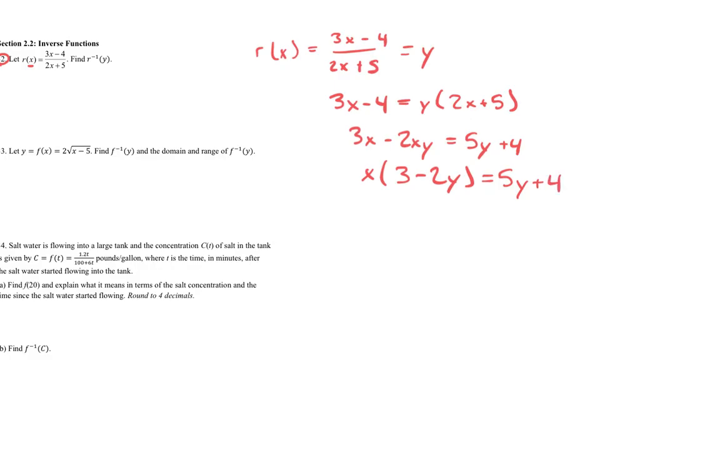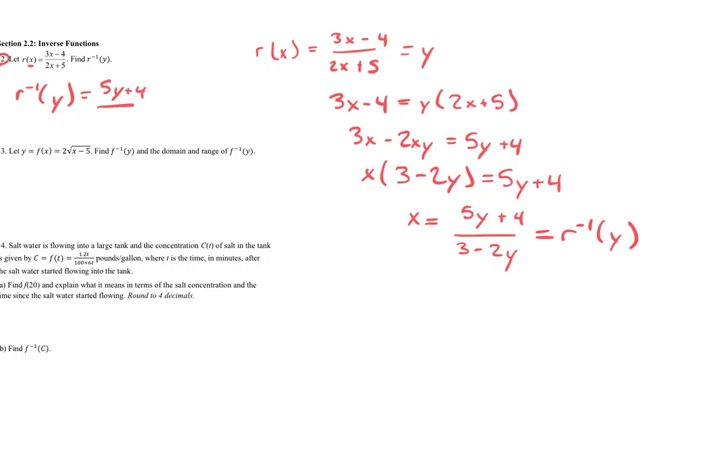And then divide both sides by 3 minus 2y. So we get x equals 5y plus 4 over 3 minus 2y. And this is also equal to our inverse here with respect to y. So our r inverse of y, our inverse, is going to be 5y plus 4 over 3 minus 2y.